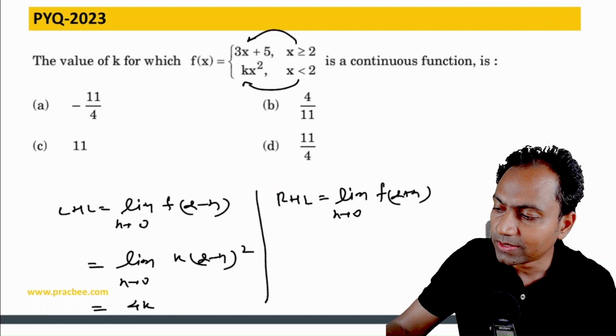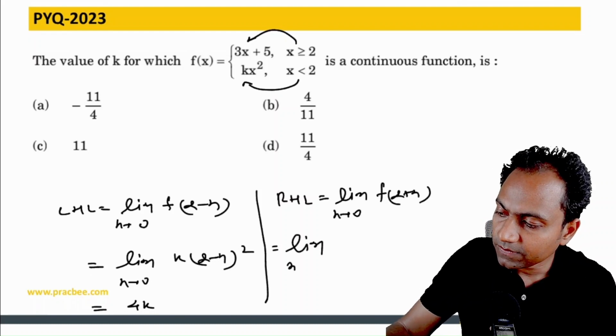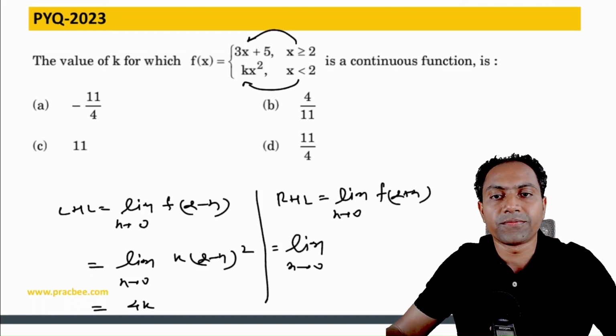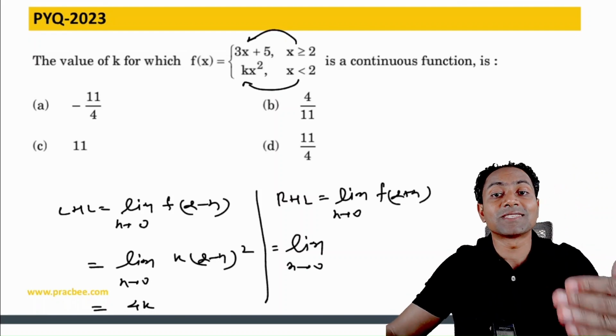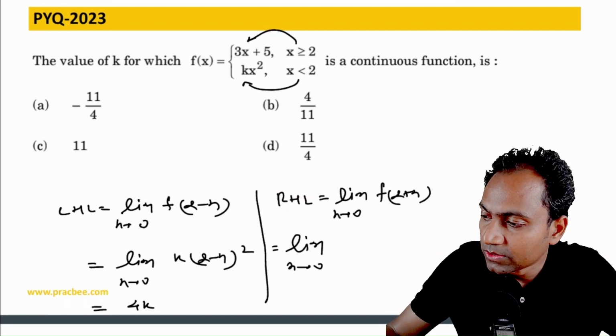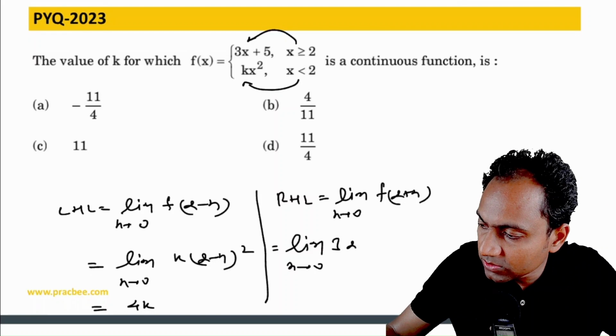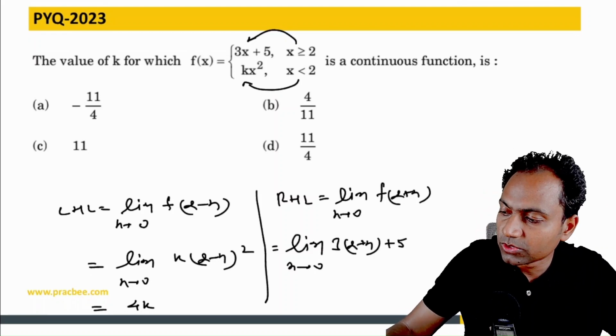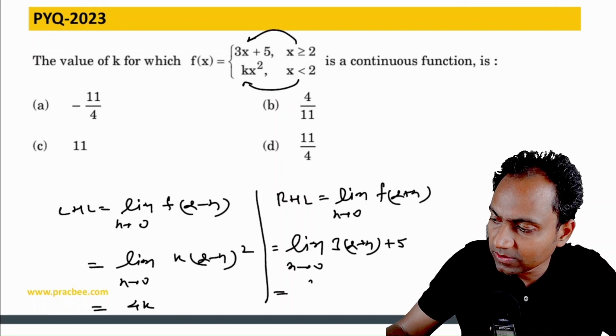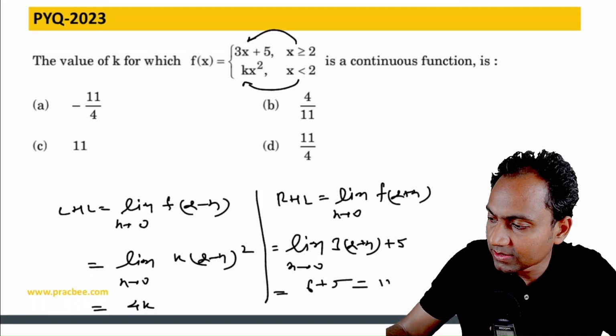Now, in order to find this, it is very simple. Now, we are going to use the part of this function for which x is greater than 2. That is the first part. If I take this function, it is 3 times (2 plus h) plus 5, and if I put h equal to 0, since again it is a determinate limit, this becomes nothing but 6 plus 5, and that is nothing but 11.